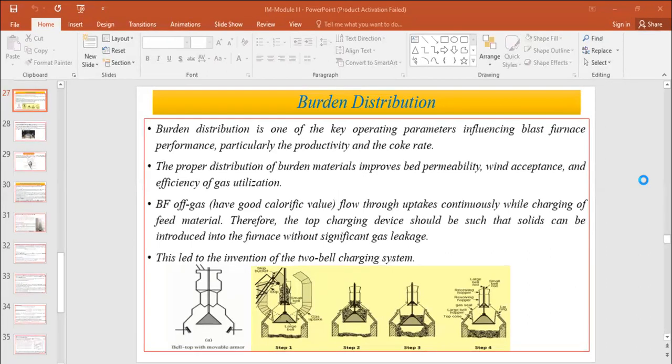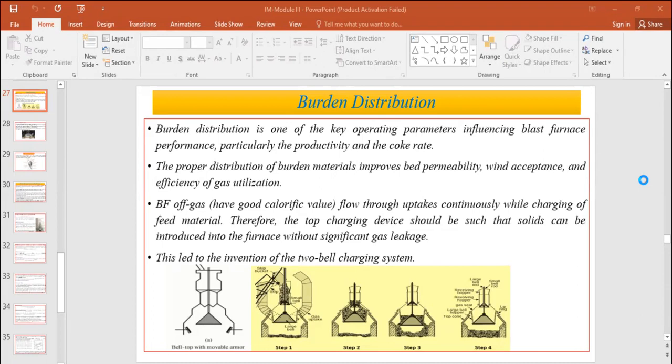The raw materials which are required for the production of hot metal in the blast furnace are basically prepared and stored in the stockyards, and from the stockyards to the conveyor belts, using raw material handling systems like stock reclaimers.